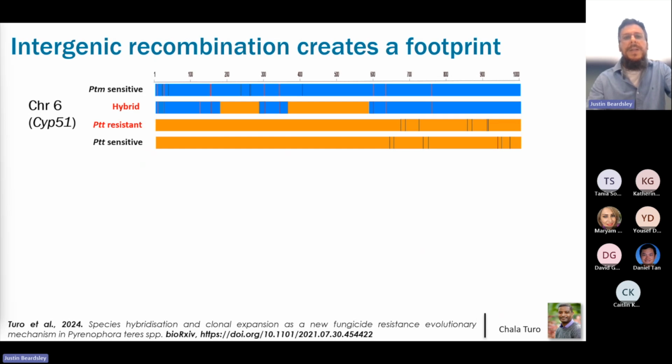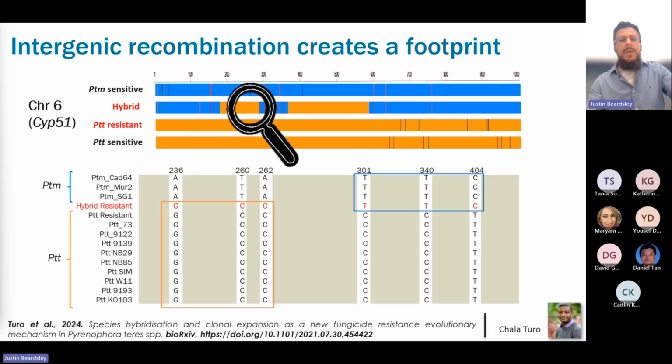that belong to PTM. So if you look a bit more in depth into that gene, you can actually see that there are particular mutations, or particular SNPs, that are shared between one species, or they are basically incorporated from one species or the other in this hybrid resistant.